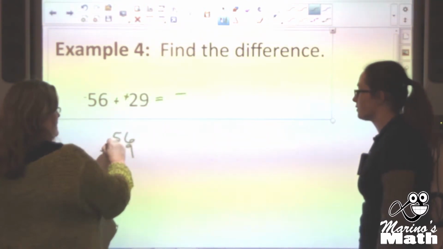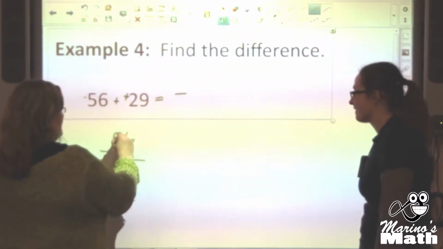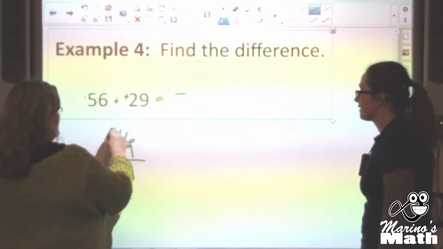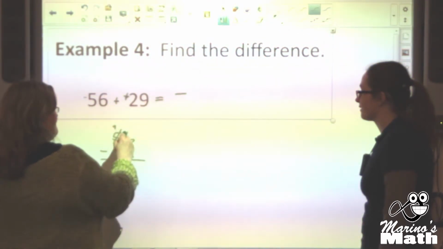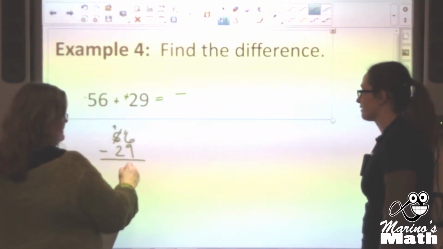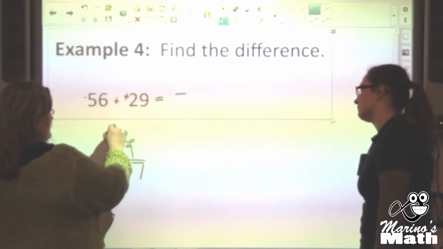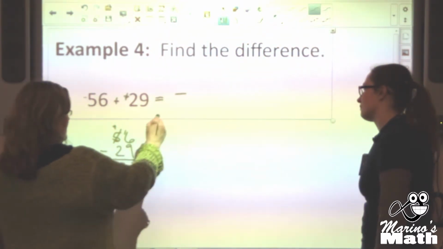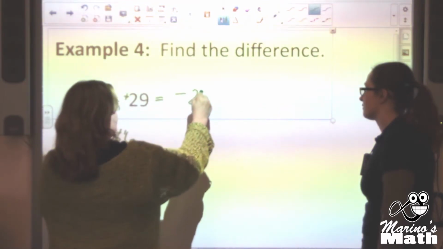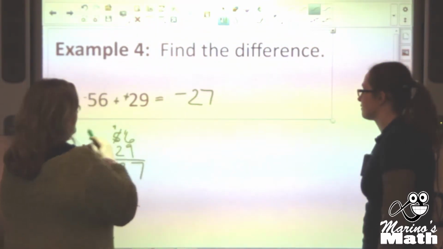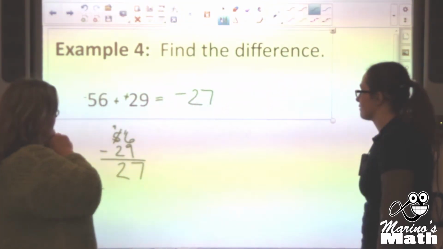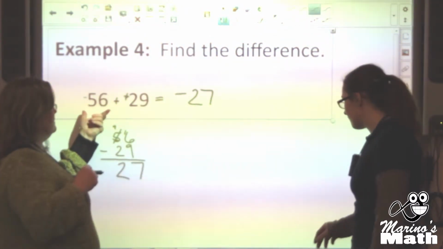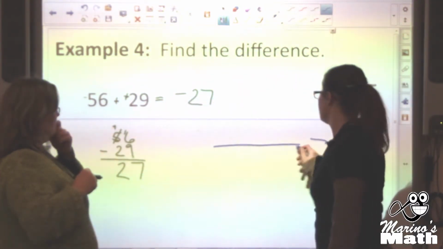Oh, look, you got another one to borrow. Oh, geez. Okay. No, I can do this. It's fine. 16 minus 9 is 7, and 4 minus 2 is 2. So a negative 27 is what's left. And it makes total sense if you think about it.